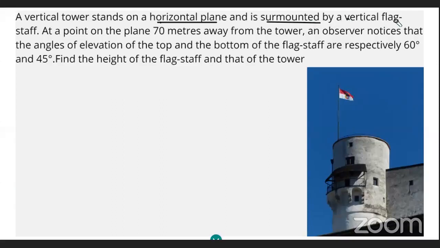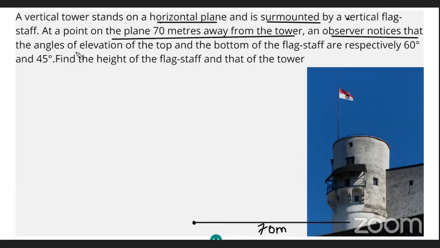So surmounted by a vertical flag staff. Flag staff means flag with the stick. The stick is called the staff and the flag. Okay. So a point on the plane 70 meter away from the tower. So let's mark a point. Okay. Let's put the distance from the point on the tower. Which is how many meters away? 70 meters away. Okay. The observer notices the angle of elevation of the top of the flag.